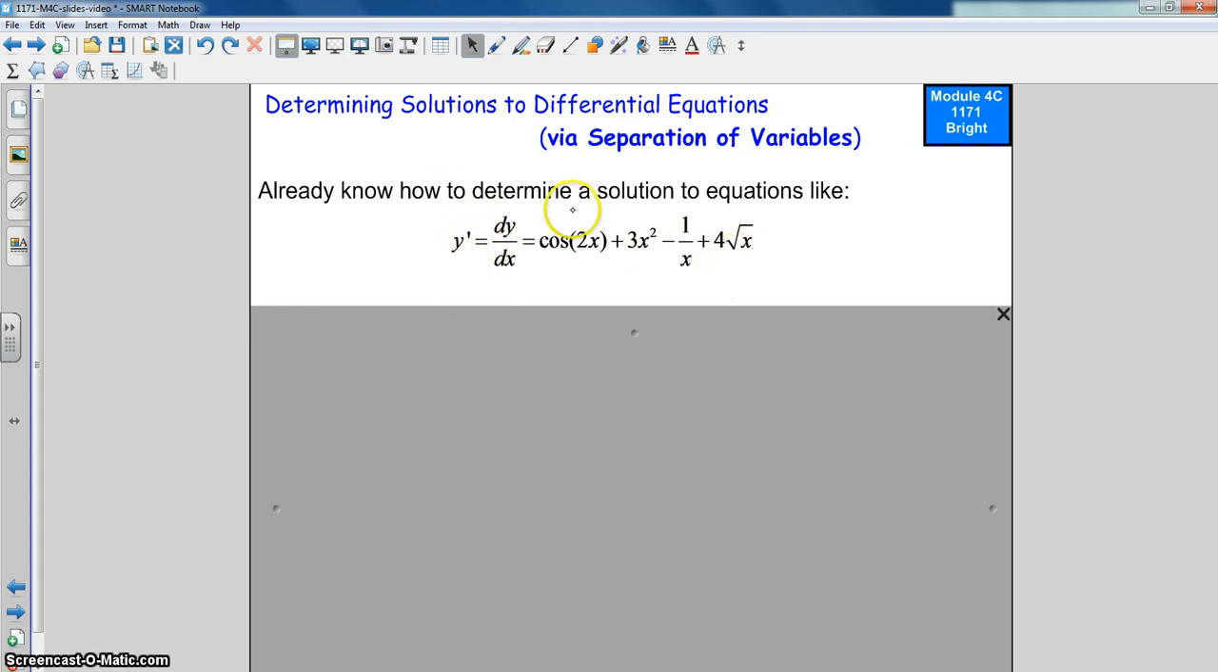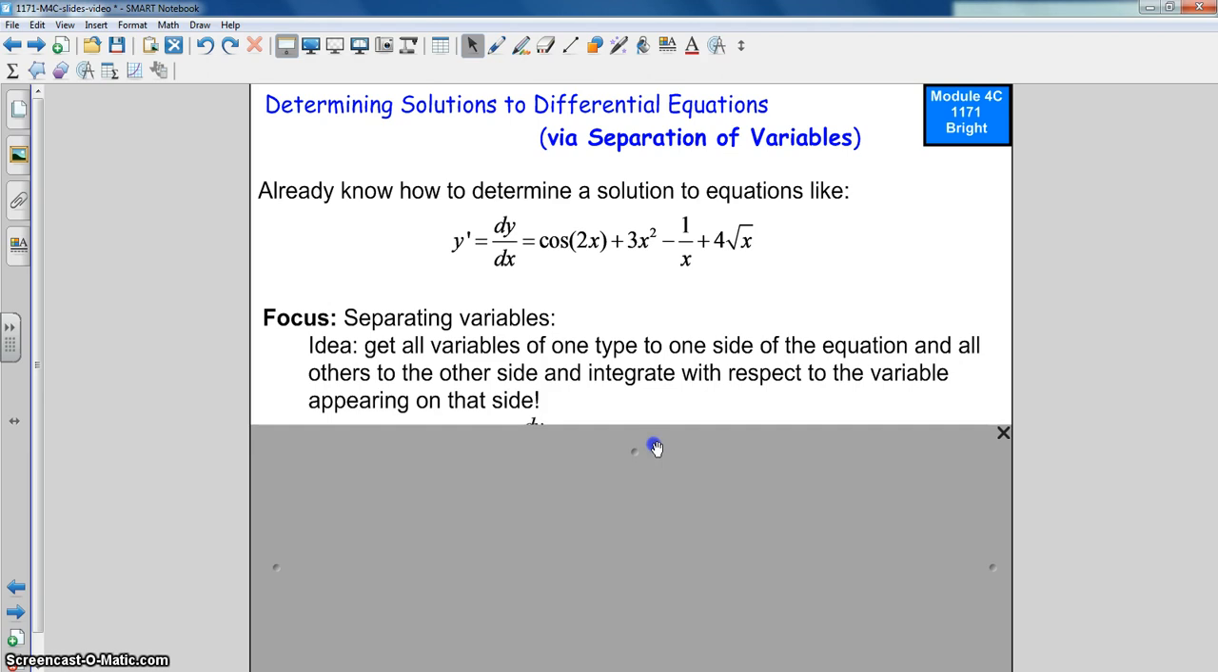We would integrate both sides, or determine the antiderivative of both sides, and we know the antiderivatives of these basic functions. Now what we want to do is look at what if we don't have nice rate of change equations or differential equations like these. One technique that we can try is called separation of variables.